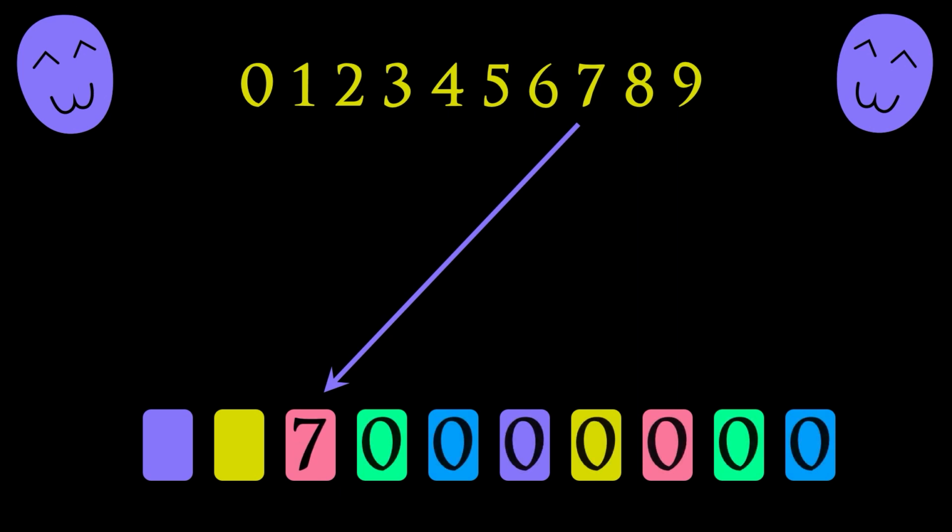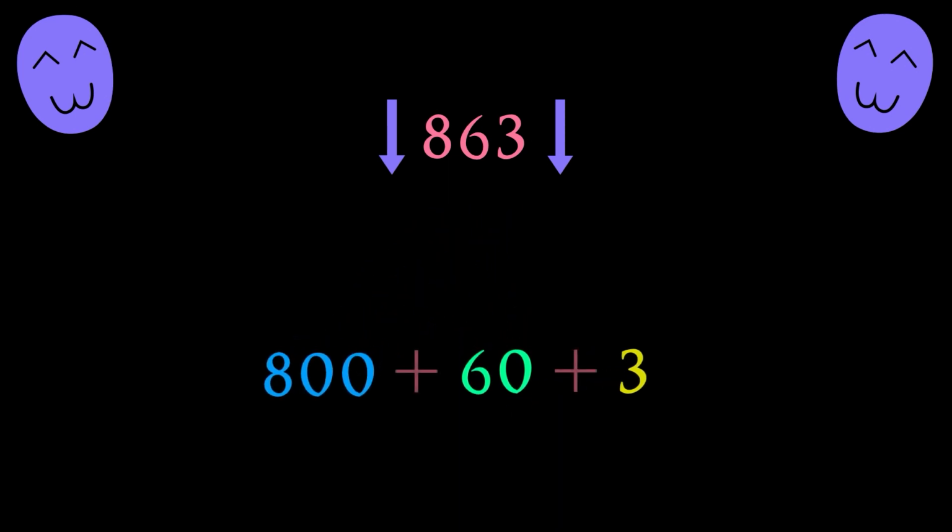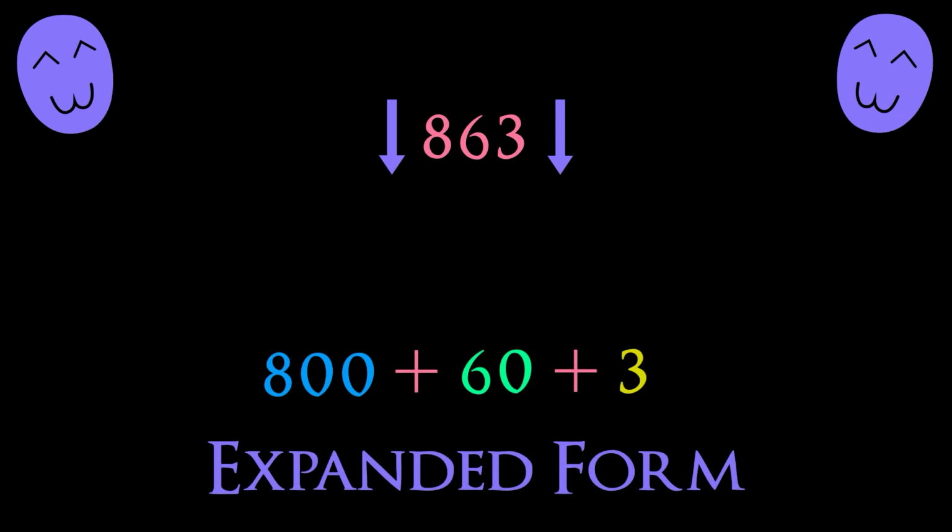To further demonstrate this concept of place value, we can write a number in what is called expanded form. For example, we can expand 863 into 800, since the 8 is in the hundreds place, 60, since the 6 is in the tens place, and 3, since the 3 is in the ones place. So 863 in expanded form is a combination of these amounts.